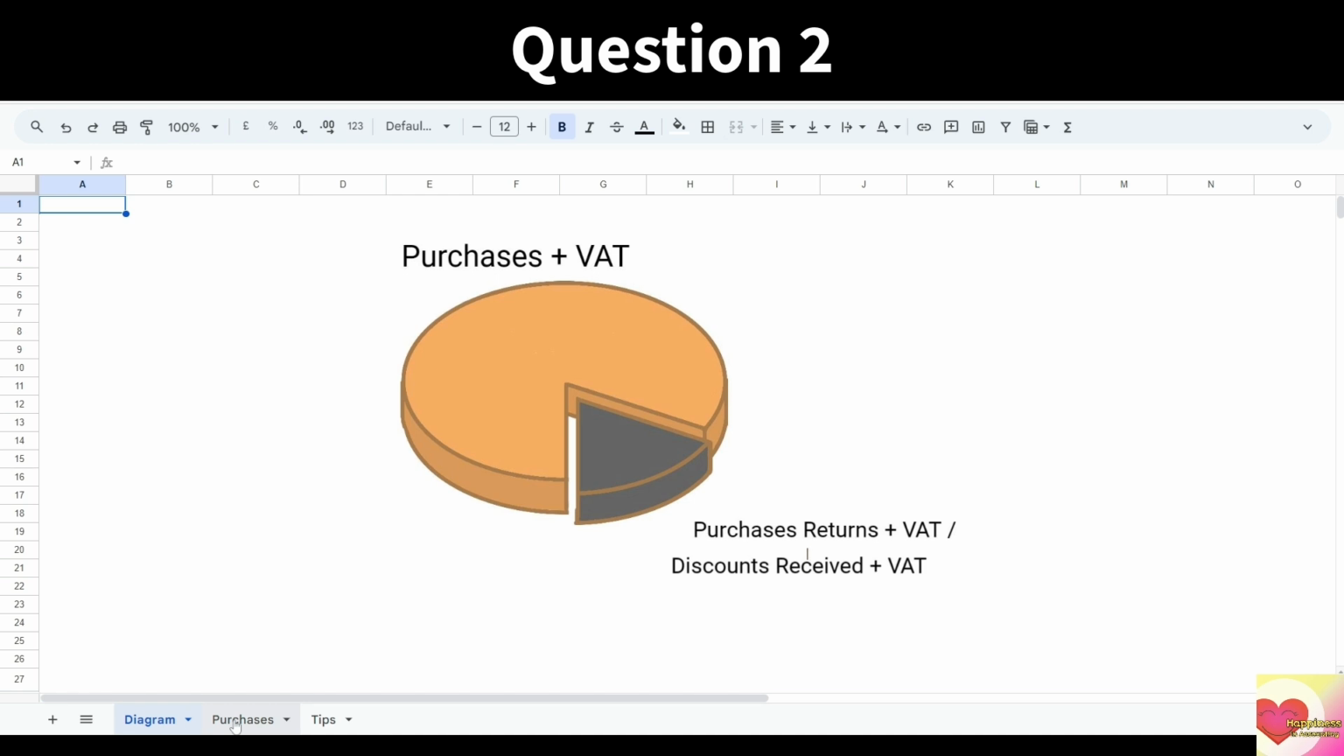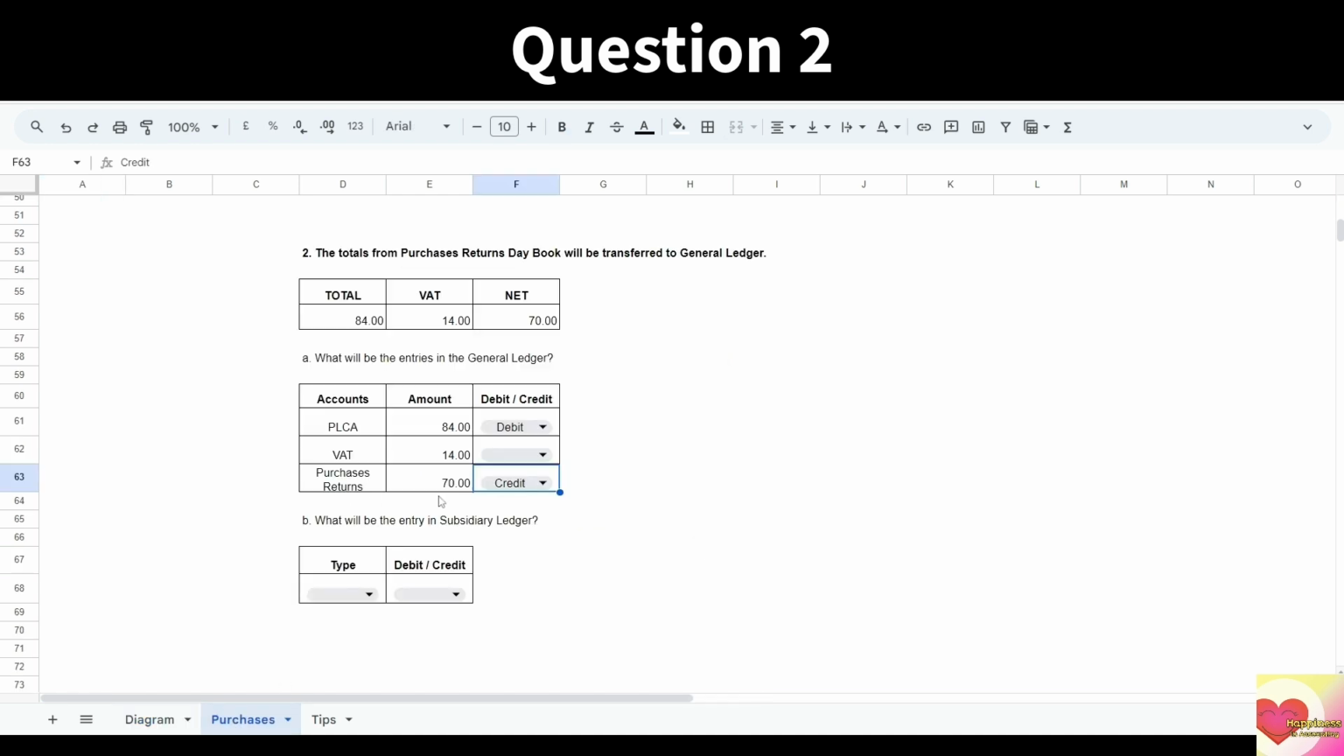So since our purchases returns account goes to credit, the VAT goes to credit as well. Next, letter B, what will be the entry in the subsidiary ledger? The type of subsidiary ledger will be payables, because purchases returns affect our payables and not receivables. And they always go to the same side where we entered the PLCA, which is debit.